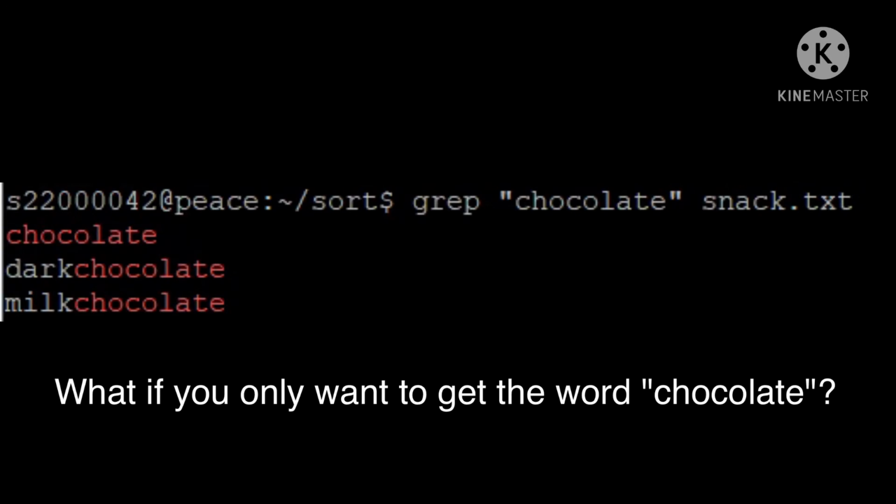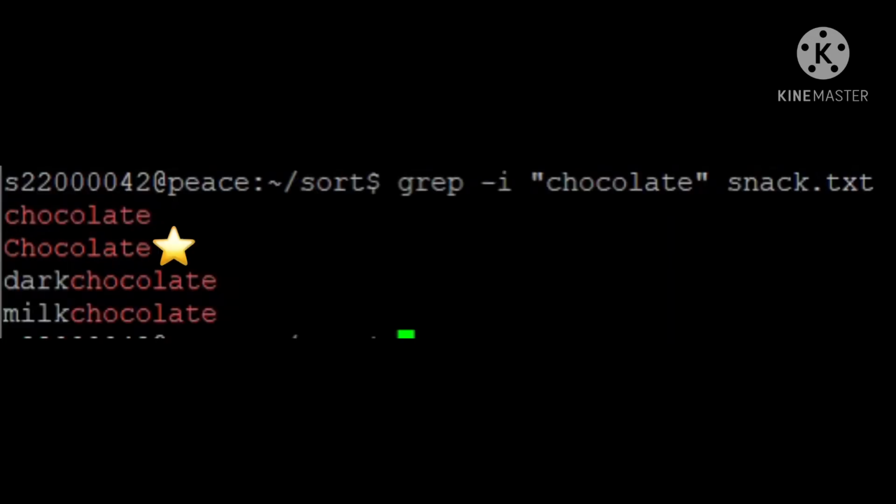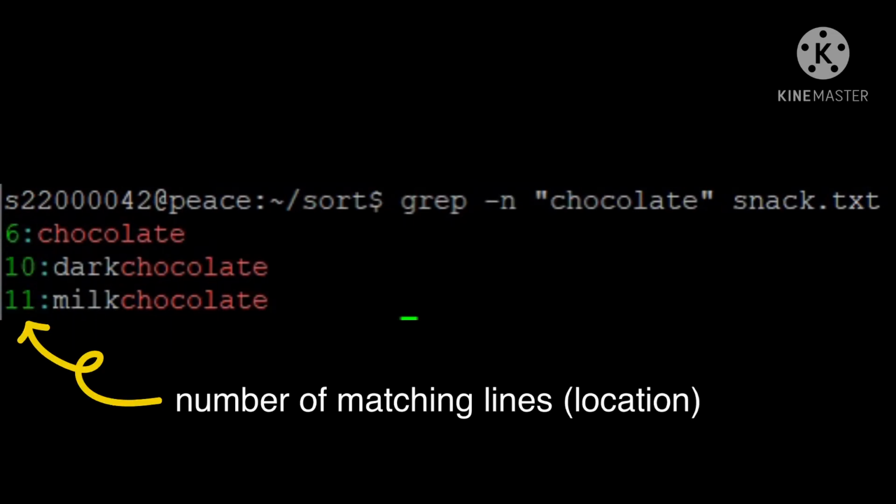However, what if you only want to get the word chocolate? You can use the -w option to achieve a matching result in word unit called chocolate. And using the -i option, it is case insensitive, thus the word chocolate can be obtained beginning with the capital letter C. Next, if you use the -n option, it outputs the content of the matching lines and their location.